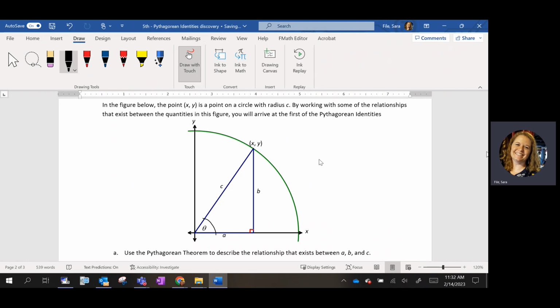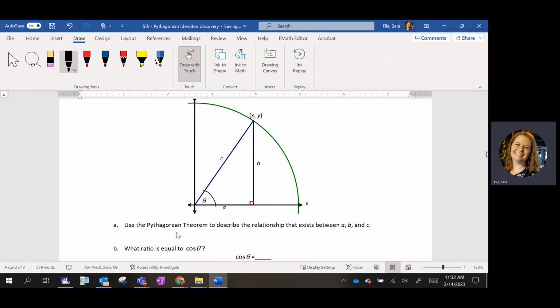Okay, the first one, part A, asks us to use the Pythagorean theorem to write the relationship between A, B, and C. Well, this is a right triangle, isn't it? And A and B are the legs. C is the hypotenuse. So what could you write? Yeah, A squared plus B squared equals C squared. That is the Pythagorean theorem. The Pythagorean theorem says that the sum of the legs squared is equal to the hypotenuse squared, right?